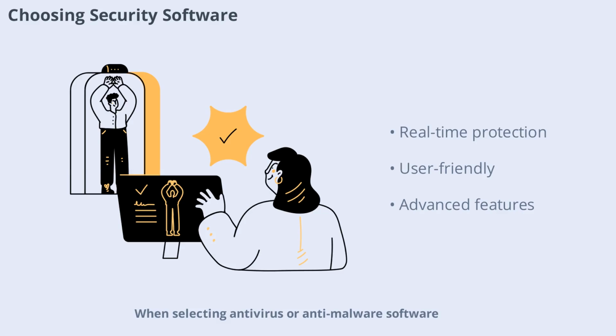When selecting antivirus or anti-malware software, look for features like real-time protection, automatic updates, and a user-friendly interface. Read reviews and consider recommendations from trusted sources. Free solutions can offer basic protection, but paid versions often include advanced features like ransomware defense and secure browsing. Make sure your chosen software is compatible with your devices and operating systems for seamless protection.